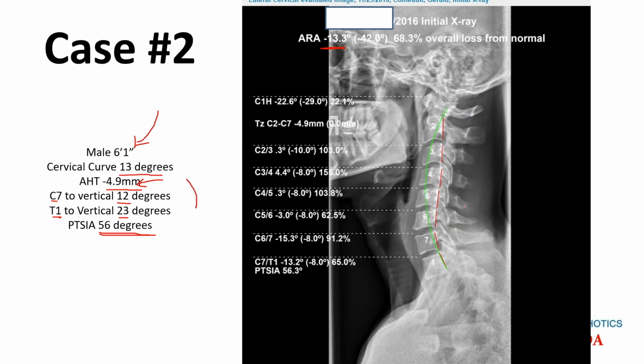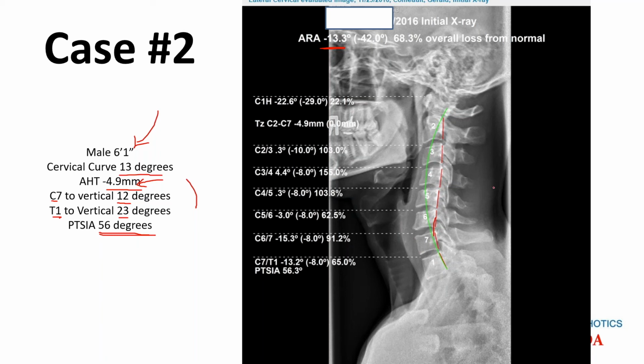But if I look at his curve, I see a kyphosis here, seeing 3, 4, and 5. He's kyphotic up here. I come down here at C6, C7. He's got too much curve low down, and he's got a reversal through here. So even though he's got 13 degrees, his neck curve looks terrible, and I know that this kyphosis is going to cause problems, and this instability or hyperextension is going to cause a problem.